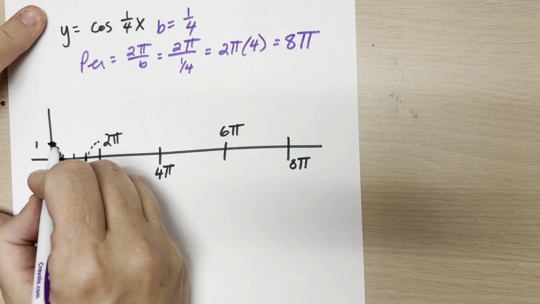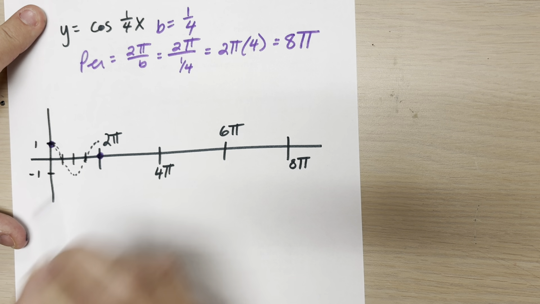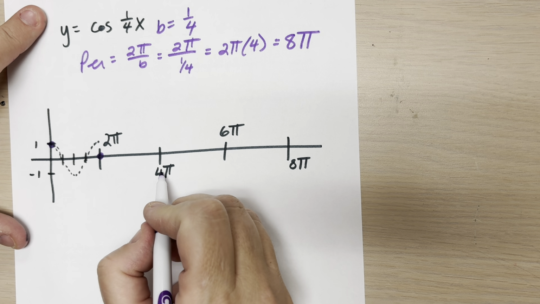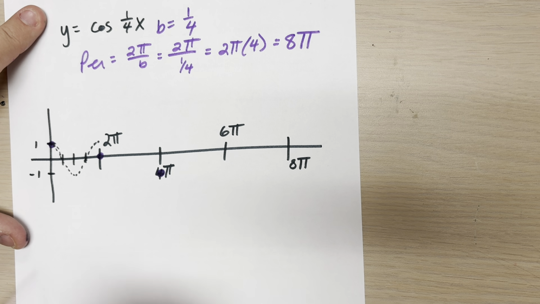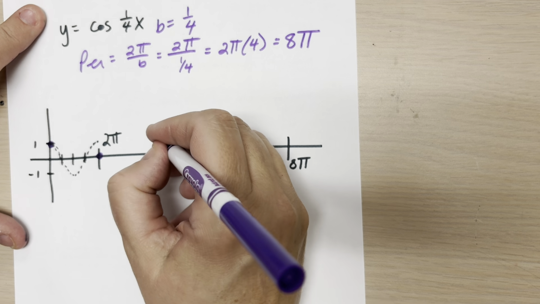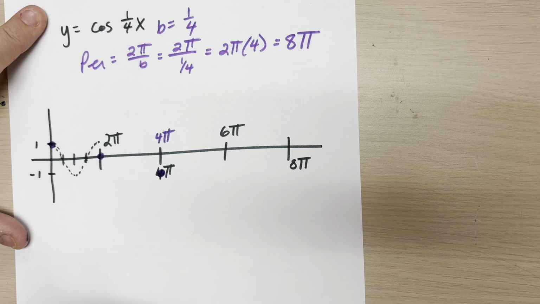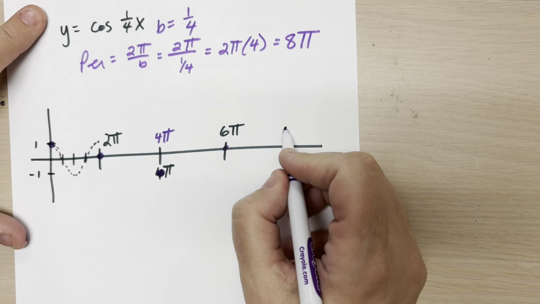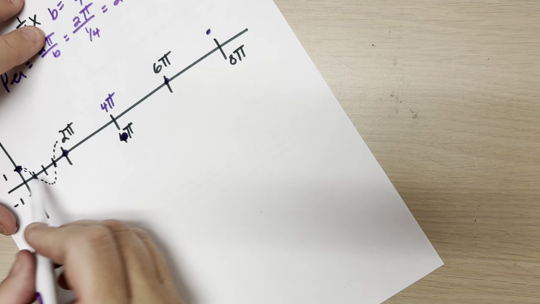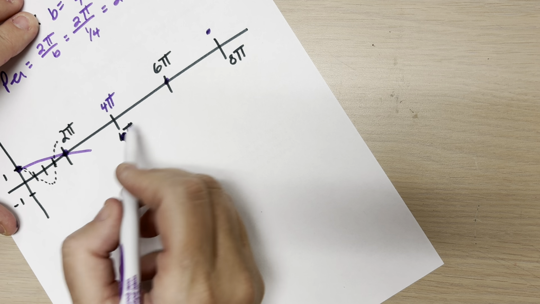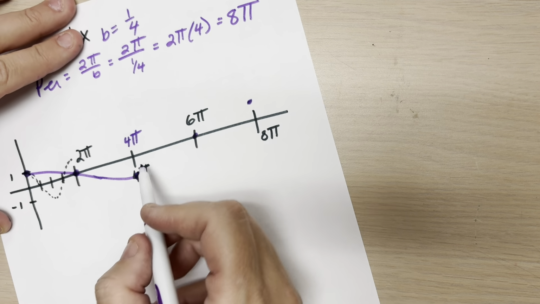So it starts high up here. At the first point, it goes back down to the midline. Down here, I don't know why I wrote 4 pi down here, that was goofy. Down there, let's put 4 pi up here so we don't forget about it. Back to the midline and then up to the max. So this thing, look at this, this is wild. This is really stretched out.